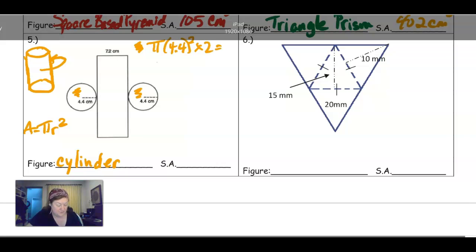All right, now the next one is going to be this one. And that's just a rectangle. So I can see that that is 72 times what? I need to know how long this is. It's definitely longer than 72, right? But they didn't give me a number.